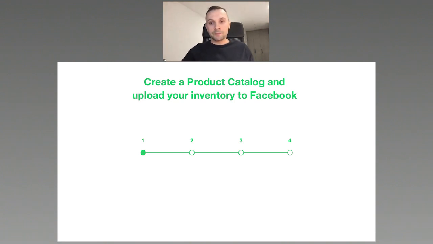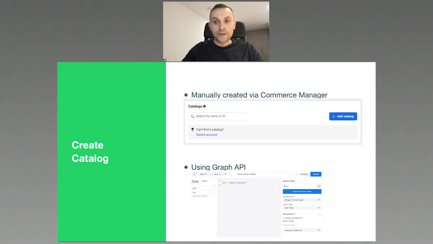Step number 1, the merchant has to create a product catalog and upload their inventory to Facebook. There are 2 ways to create a product catalog. First one, very simple, which is a catalog manually created in Commerce Manager. You can see a screenshot here. The only parameter you need to enter is the catalog name.